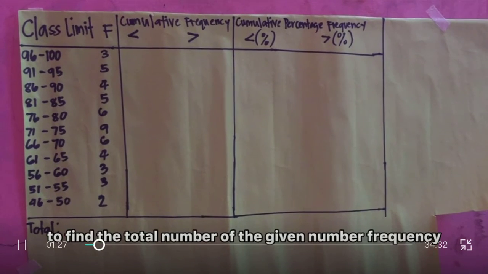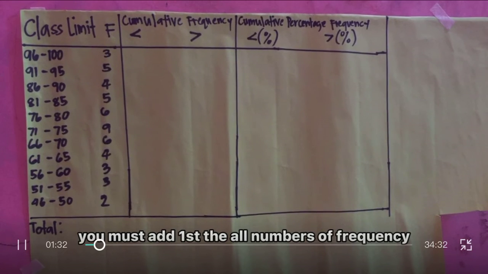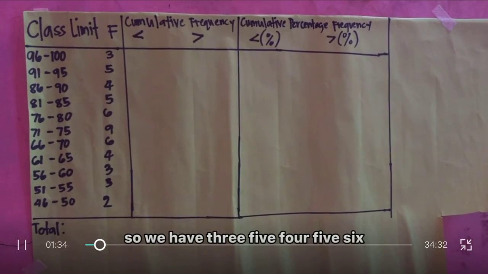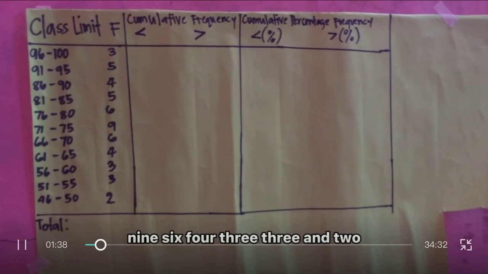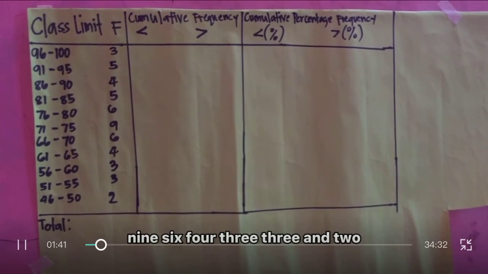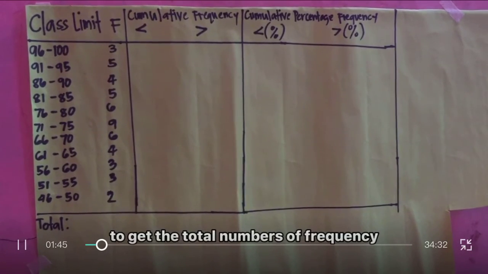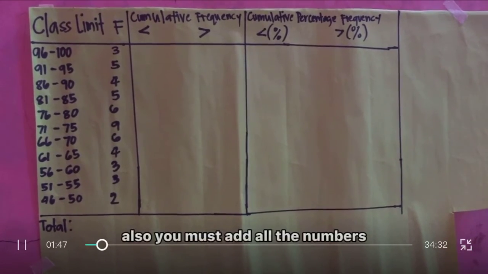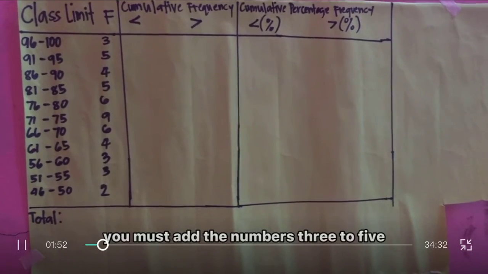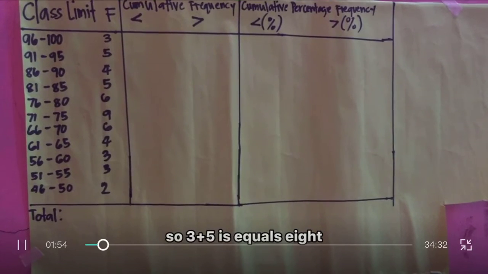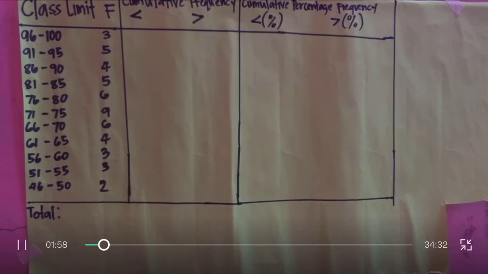To find the total number of the given frequencies, you must first add all the numbers of frequency. So we have 3, 5, 4, 5, 6, 9, 6, 4, 3, 3, and 2. To get the total, you must add all the numbers. You add 3 to 5, so 3 plus 5 equals 8. 8 plus 4 is 12.